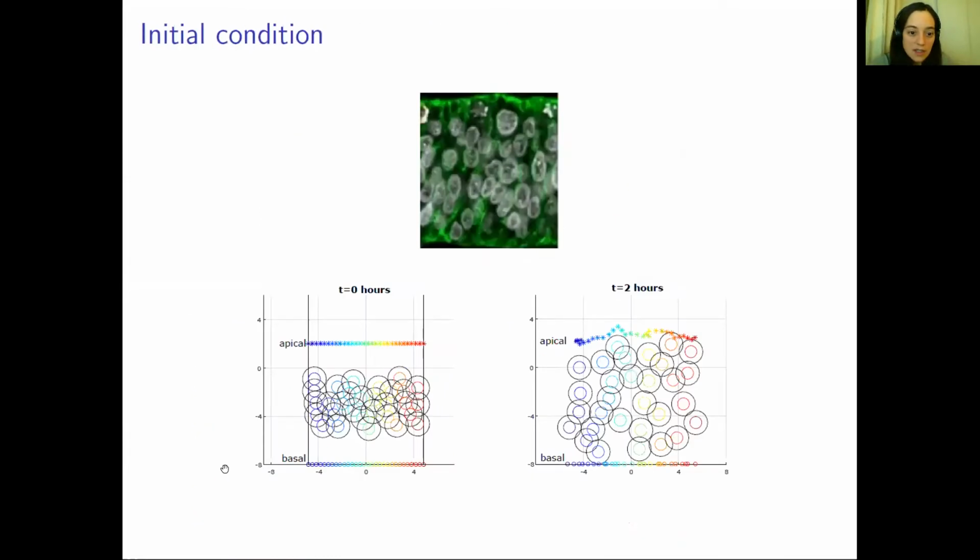We consider this initial condition that we generate using two rigid walls, but then when we remove the walls, the tissue still keeps a nice structure. So this is what we obtain after 2 hours of simulation, biological time. Here are the basal points, and on top are the apical points, and in the middle the nuclei.